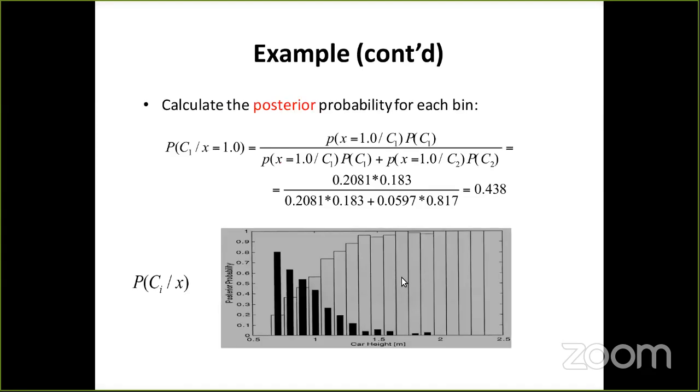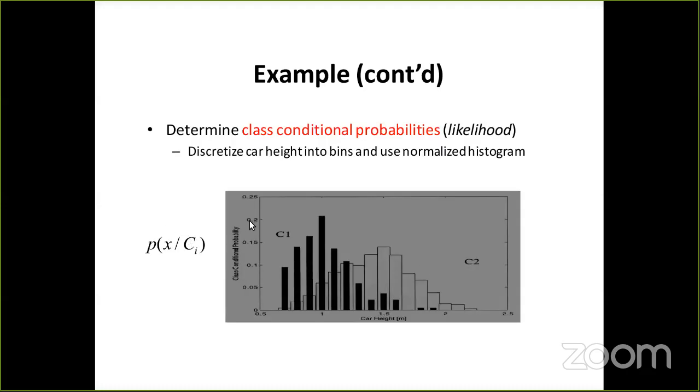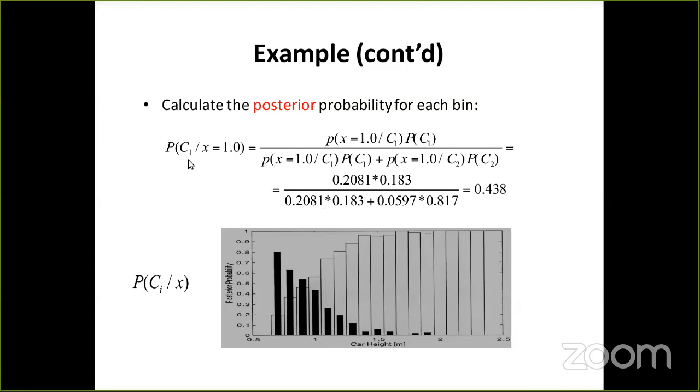And now finally, once we have all of these terms, all we wanted was our prior and our likelihood. So now we can compute the posterior, which is fairly straightforward. We just apply Bayes rule in its pure form. So P of category one given X, and let's say we make a measurement that X is equal to 1 meter. So what is the probability that it belongs to category 1?